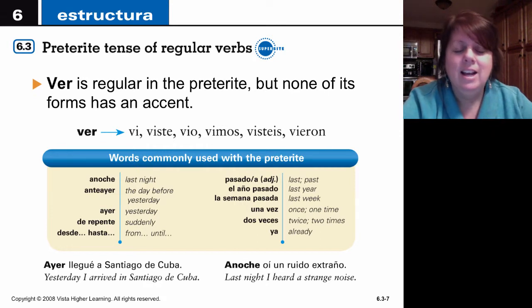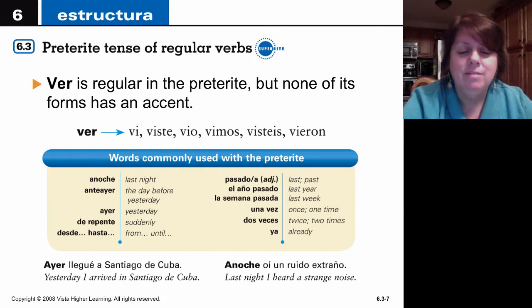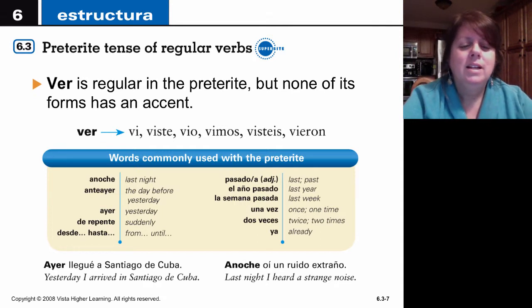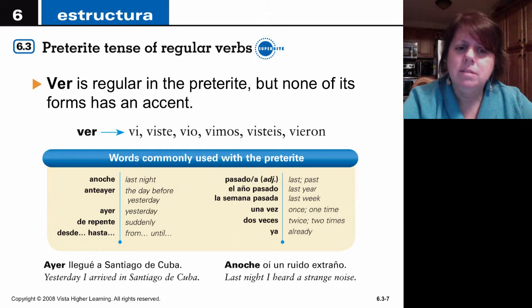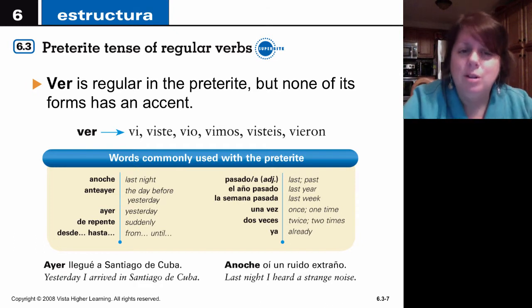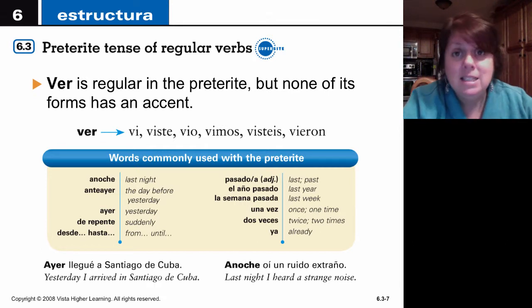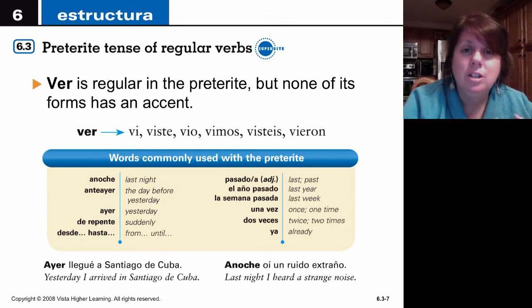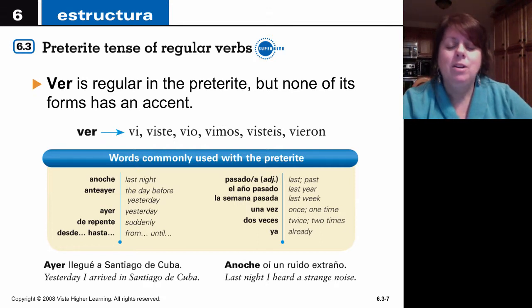Anoche, last night. Anteayer, the day before yesterday. Ayer, yesterday. De repente, suddenly, when there's an ongoing action, we're actually going to use that tense. We haven't learned the imperfecto, and something suddenly happens, and we're going to use de repente, and then we're going to use a verb in the pretérito. Desde, hasta, from, until. It's a structured over and done with period of time. You're going to use el pretérito.